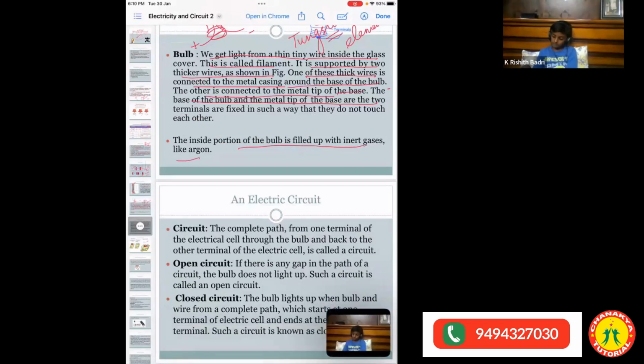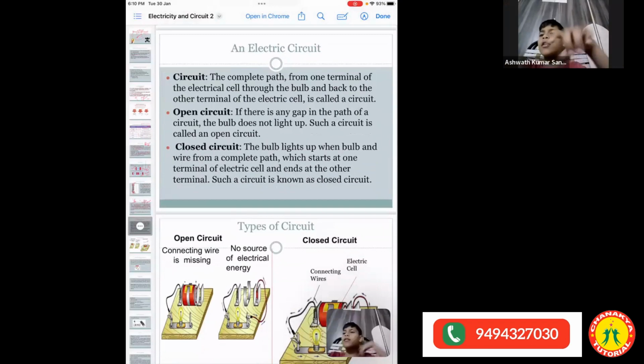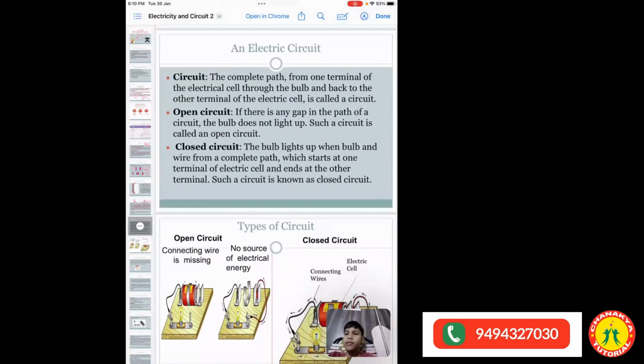Ma'am, if the tungsten breaks, it is called a fuse. Correct. So the fuse will happen if the tungsten breaks, and fuse happens actually because of maybe the overloading or maybe because of the short circuiting.